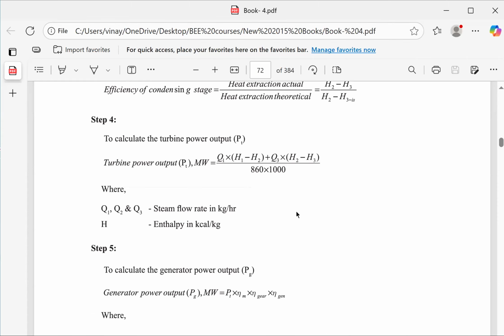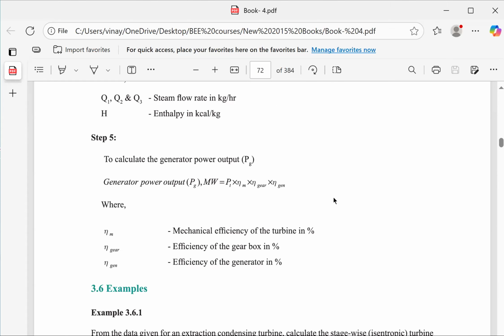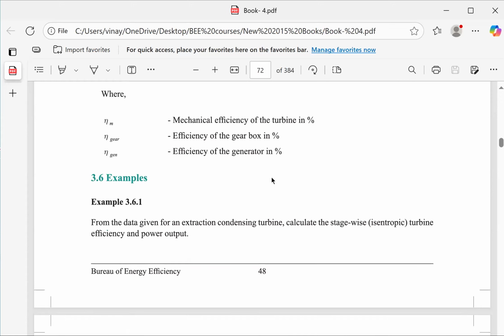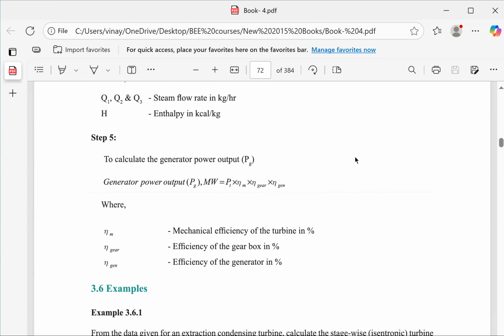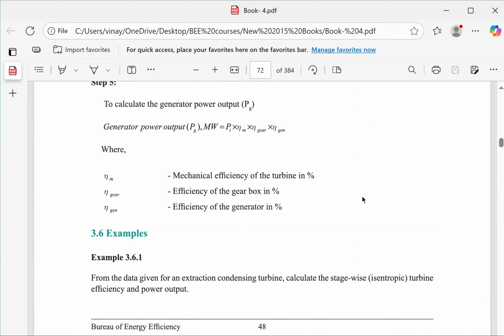It's the turbine output. So we want to find out what is the actual generator output. So turbine output into the mechanical efficiency of the turbine, efficiency of the gearbox, efficiency of the generator, then only you can arrive at a correct generator output. See, mechanical efficiency of turbine, efficiency of gearbox, efficiency of generator itself. Three efficiencies. So if you are given only one parameter and three efficiencies, you can calculate how much is the power output at the generator terminal.